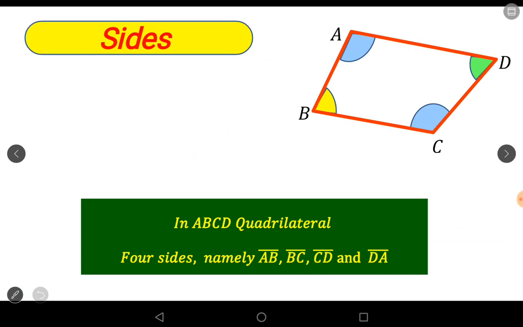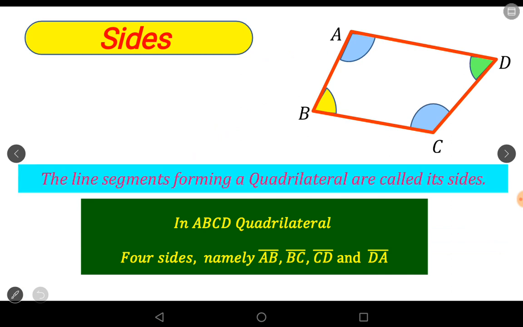What are the sides? The line segments forming a quadrilateral are called its sides. For example, ABCD is a quadrilateral. Here there are 4 sides: line segments AB, BC, CD and DA. These 4 line segments are called the sides of the quadrilateral.